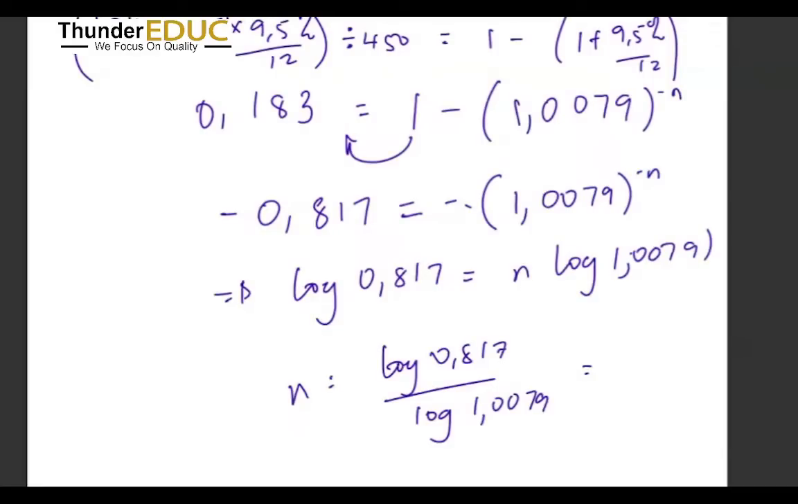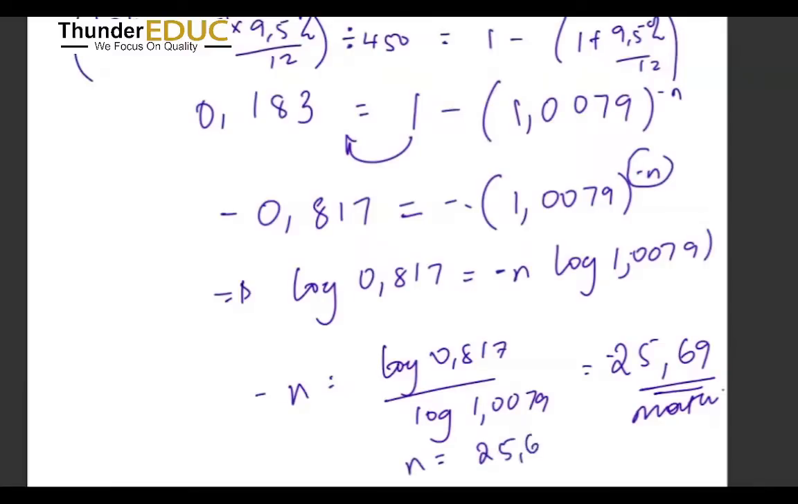All right, the log of 0.817 over the log of 1.0079. Okay, what's happening? Why are we getting a negative answer? Does that make sense? The answer I'm getting is 25.69 months. Okay. So it's a negative because when we bring this, we shall have a negative n. Then we divide both sides by the negative 1, which means n is 25.69.